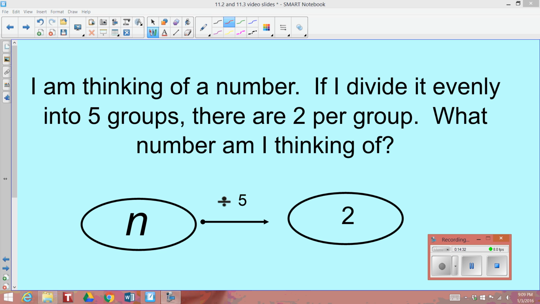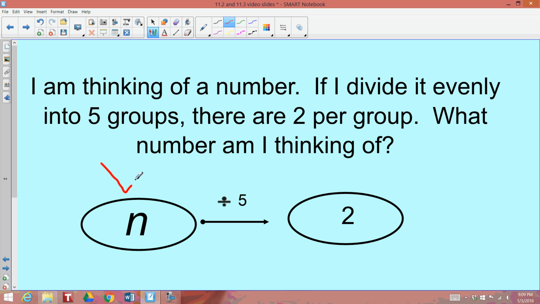Well, below you'll see I created a flow chart. I'm thinking of a number n. I take that number and I divide it by 5, and I get 2 per group. So what would be the inverse operation? What could I do? Or what could you say in your head you would do? Most of you in class said, oh, if I did 2 times 5, I'm going to get my answer. And that's true.